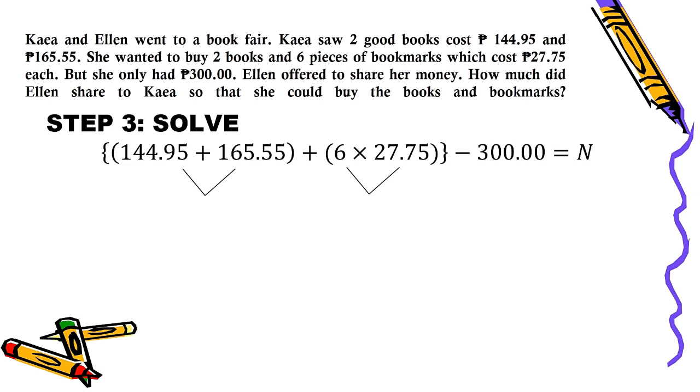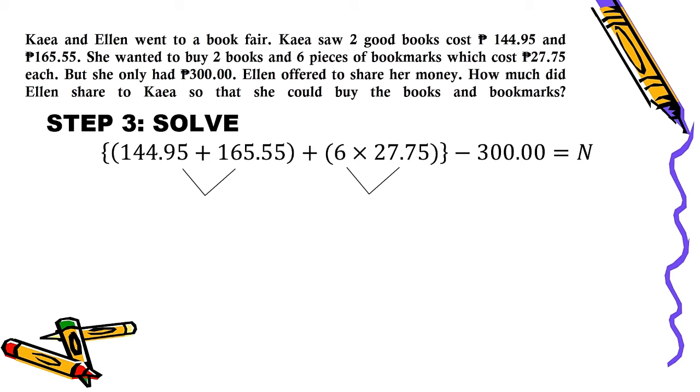In adding decimal numbers, just add it as if you were adding a whole number. To find the cost of 2 books, let's add 144 pesos and 95 centavos plus 165 pesos and 55 centavos. So that will be equal to 310 pesos and 50 centavos.